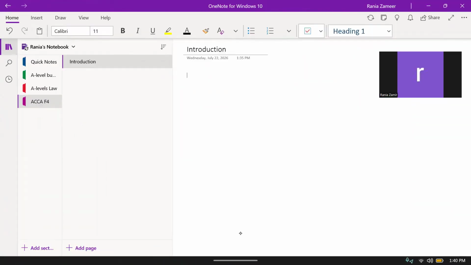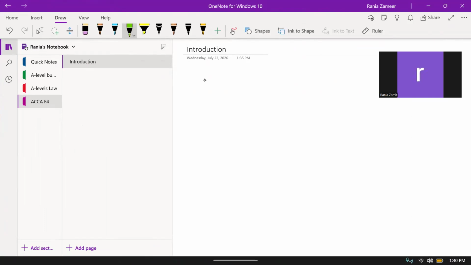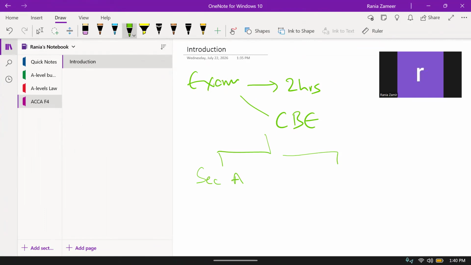All right, so let's talk about our exam. Your exam is of 2 hours. It's a completely computer-based exam, so you don't really have to type anything. You just have to select the right answers. It consists of two sections: section A and section B. Section A is of 70 marks and section B is of 30 marks.